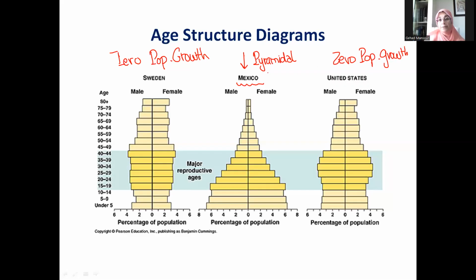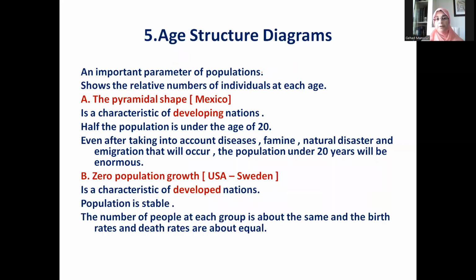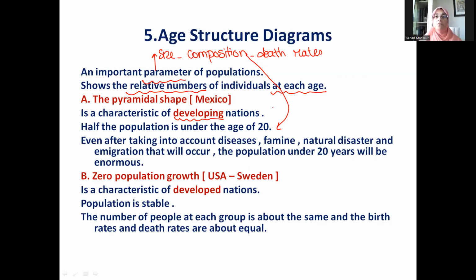Let's see, when countries are represented by these pyramidal age structure diagrams, what does this mean? What does this imply or reflect? And similarly, the zero population growth diagrams. When you have the pyramidal shape, like in Mexico or in Egypt, for example, this means that you have a developing nation, and that the composition of the population is in favor of young people. So you will find, for example, that half the population is under the age of 20.